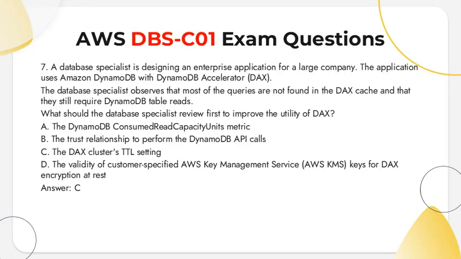A. The DynamoDB consumed read capacity units metric. B. The trust relationship to perform the DynamoDB API calls. C. The DAX cluster's TTL setting. D. The validity of customer-specified AWS Key Management Service (AWS KMS) keys for DAX encryption at rest. Answer: C.